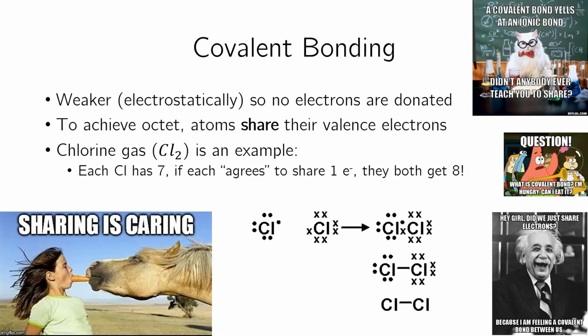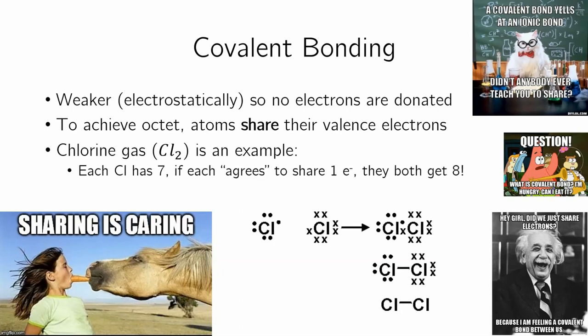Let's now look, we talked about ionic bonding. Now let's talk covalent bonding. This is a little bit weaker than the ionic bond, but it's still quite prevalent and it's fairly strong. And we interact with many materials that are covalently bonded.